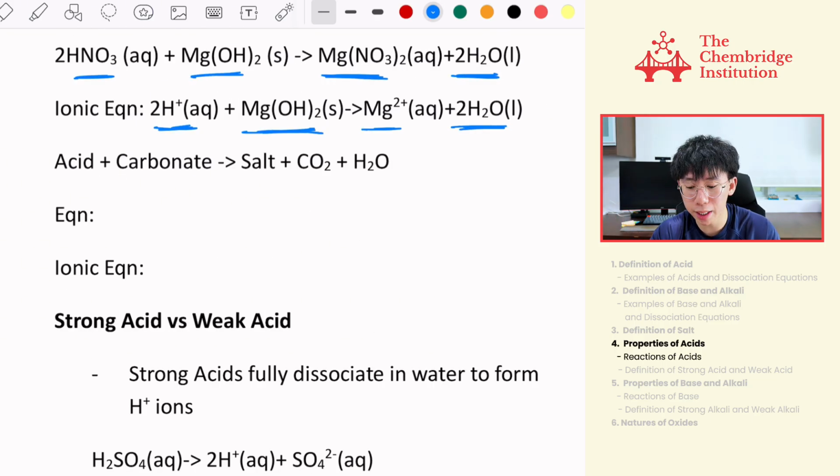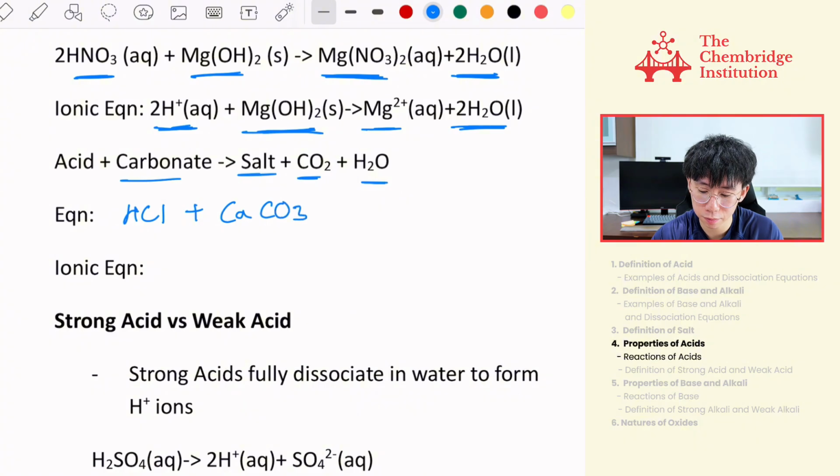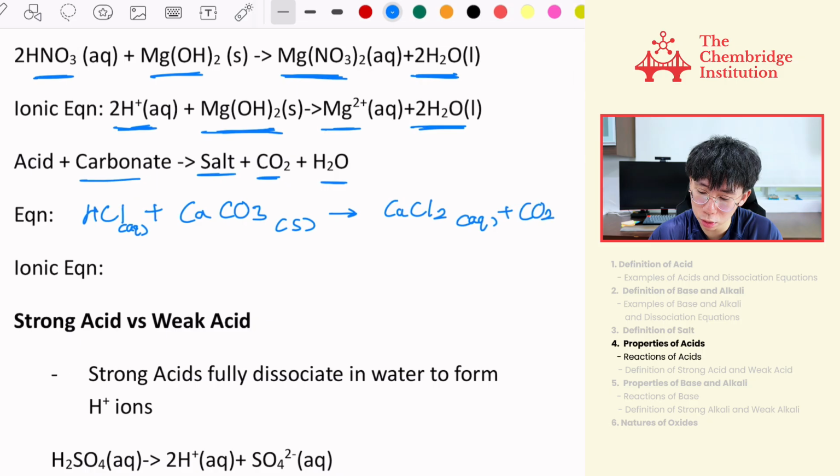Acids can also react with carbonates to form salt plus carbon dioxide plus water. An example equation would be hydrochloric acid reacting with calcium carbonate. This would give you calcium chloride as a salt, because the calcium cation and the chloride anion are not really reacting. Then you will form CO2 and H2O. And make sure to balance your equations.